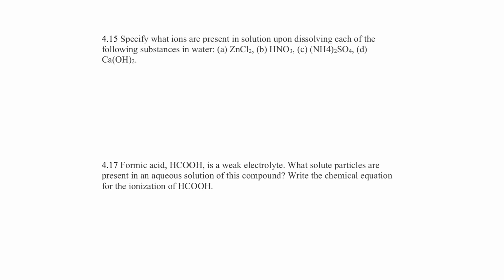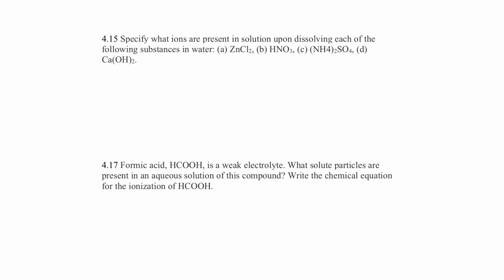We are in Chapter 4 on stoichiometry, solution stoichiometry, and this is the end of the chapter questions numbers 15 and 17. Specify what ions are present in solution upon dissolving each of the following substances in water.